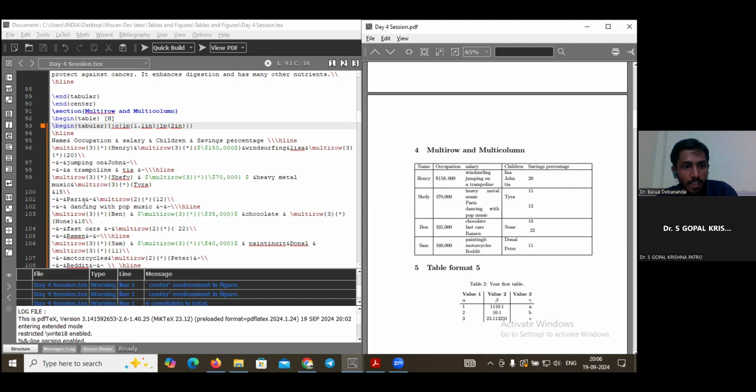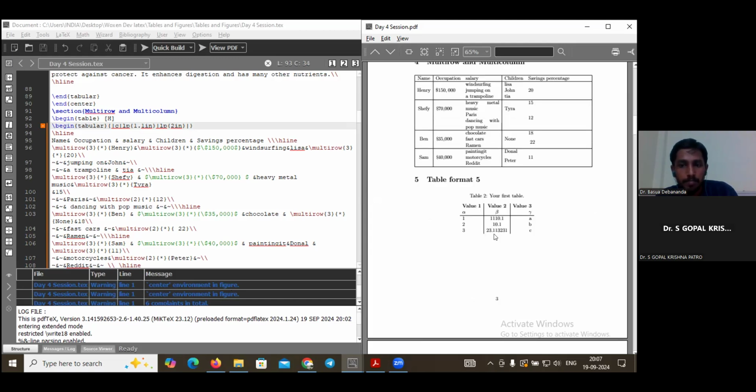Again, here I want 12 to be placed between these 2 rows. That's why I have written \multirow{2}. According to your convenience, however you want the table, you can use multirow or multicolumn. Okay, we can go to the next table.